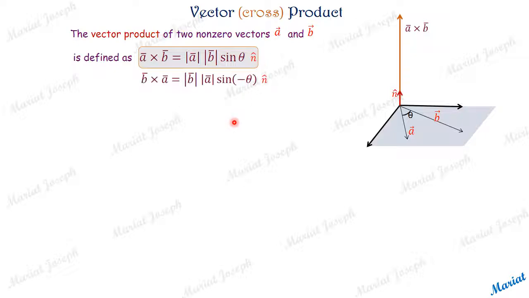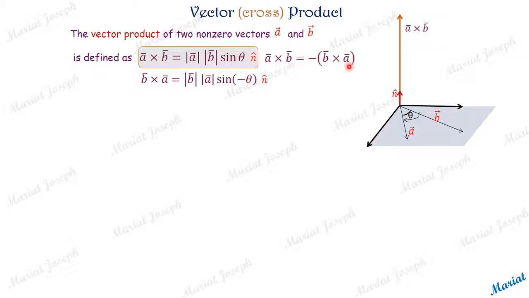Now let's see what B cross A is. B cross A should be the magnitude of B into the magnitude of A into the sine of the angle in the reverse direction, so sine minus theta. As we know, sine minus theta is minus sine theta. So we can say B cross A will be minus the magnitude of B into the magnitude of A into sine theta. So that gives a relation between these two cross products.